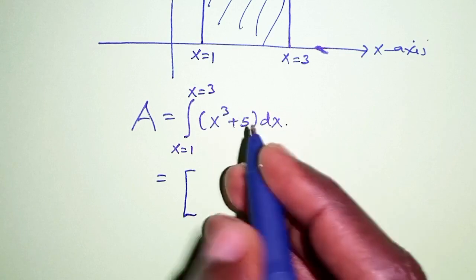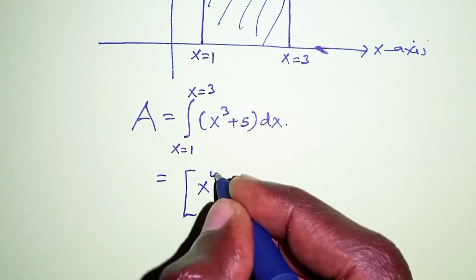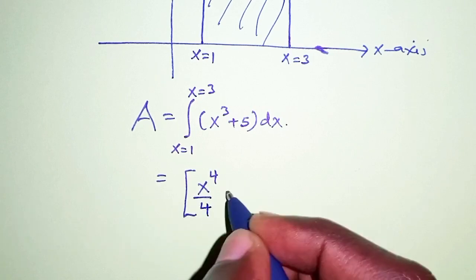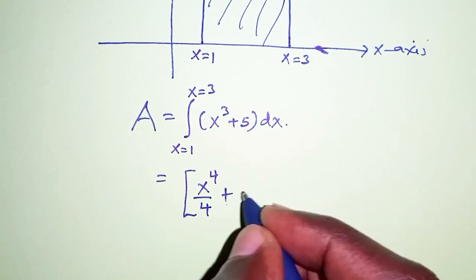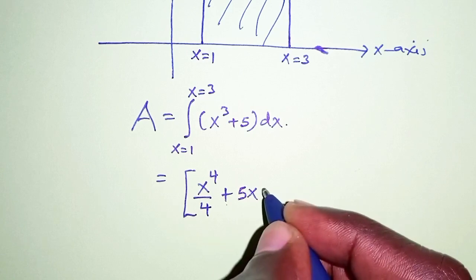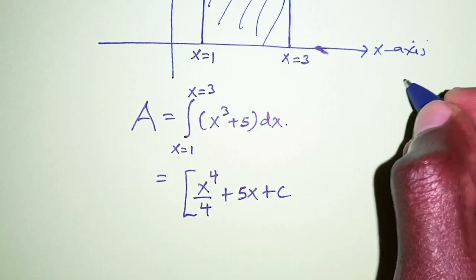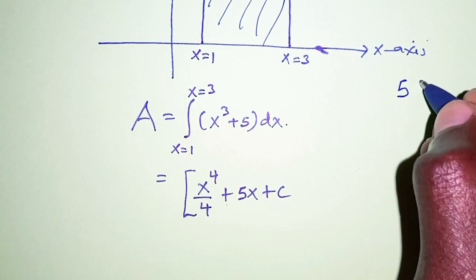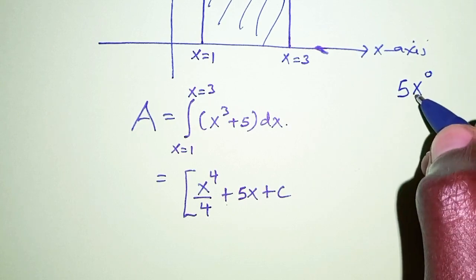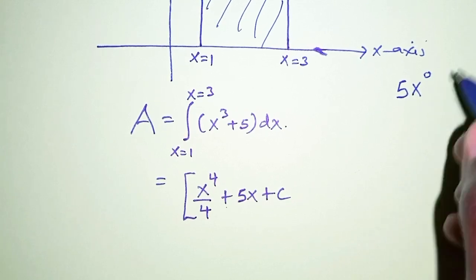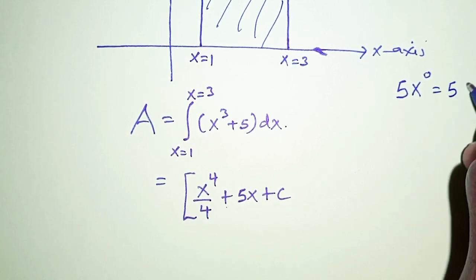Integrating x cubed gives us x power 4. So we add 1 to the power and then we divide by that power 4. Plus, now when we integrate 5, we get 5x and then we introduce a constant c. Remember, 5 is just 5x power 0 and a number raised to 0 is 1. So this is like 5 times 1.